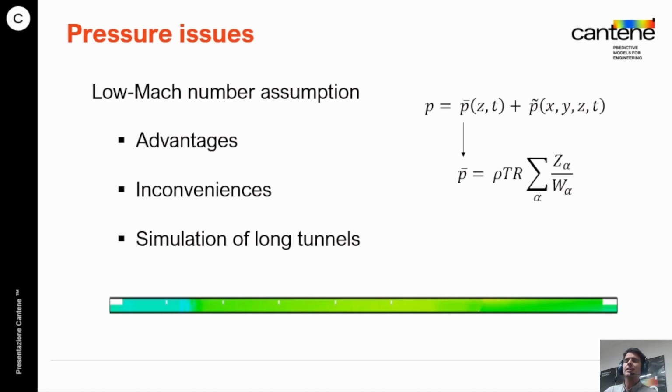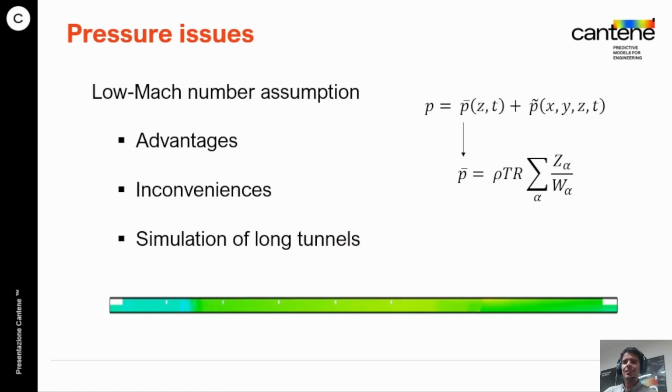In particular, some pressure issues have been linked to the low Mach number assumption. According to Rehm and Baum, if the flow in your domain is below 0.3 Mach, you can divide your pressure into a background pressure and a perturbation pressure. This has many advantages, as you can simplify your calculations and you can unlink the time step from the speed of sound.